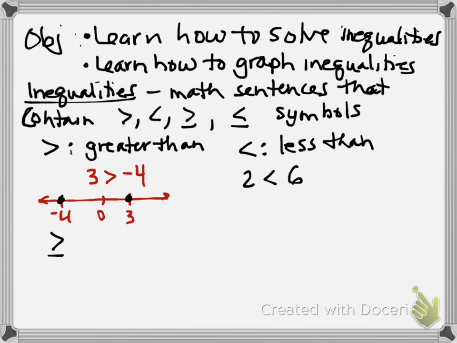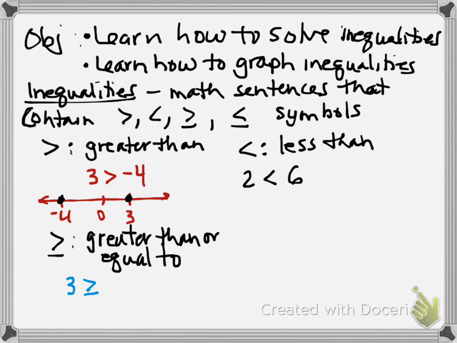We add a little line underneath, and now we've changed the dynamics. We're saying your number is greater than, oh, hello, maybe if I could spell, or equal to. So that allows us to have things like this: 3 is greater than or equal to 3. Why, yes, it is. 3 is greater than or equal to 3.